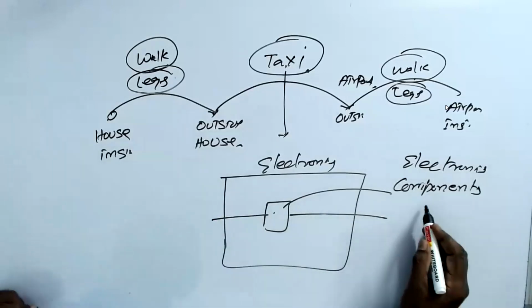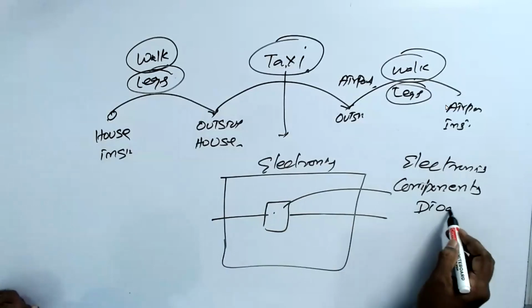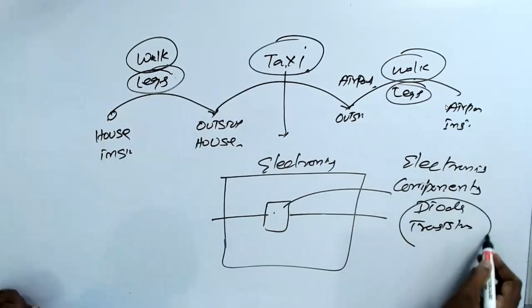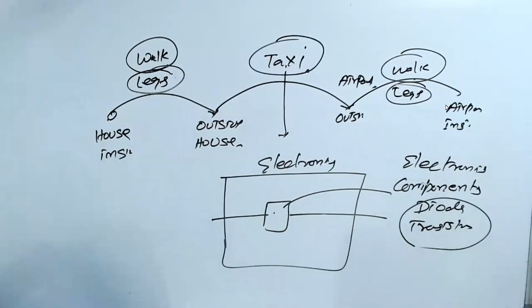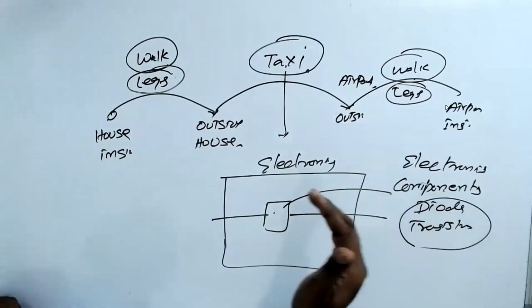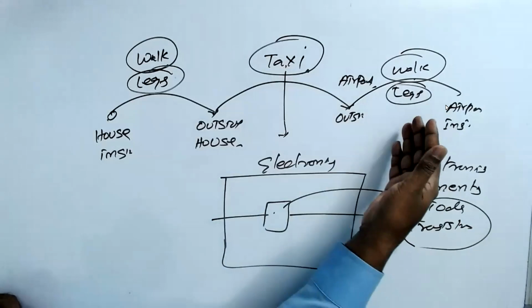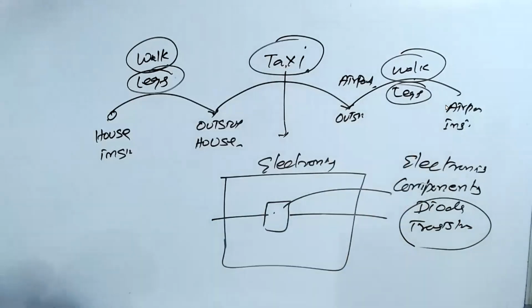For example, we'll discuss later diode, transistor. These are all called electronic components. They are not electronics. Please. They help you to achieve your electronics, a goal, like a journey, like a taxi or a flight or rickshaw, whatever it is. They are helping you to fulfill your journey. That's it.